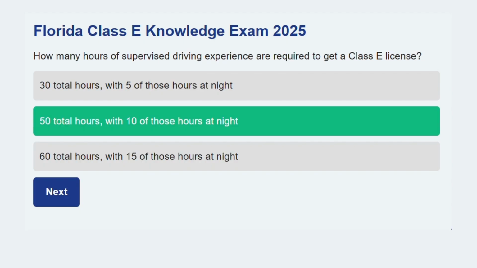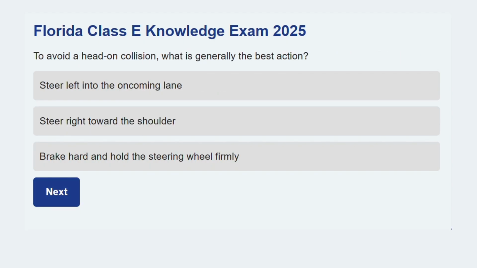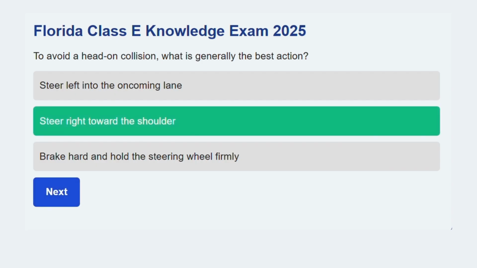Here's another one. To avoid a head-on collision, what is generally the best action? Steer right toward the shoulder. In most cases, steering right is best, as the opposing driver may correct back into their lane. Ready for the next one.